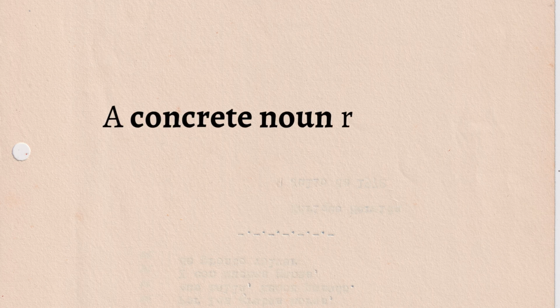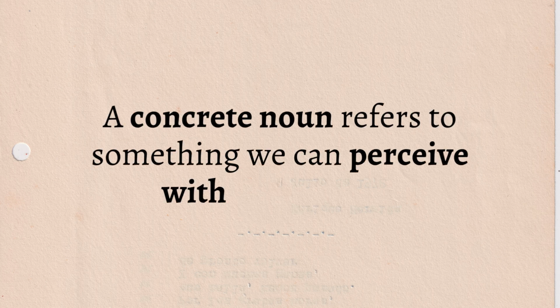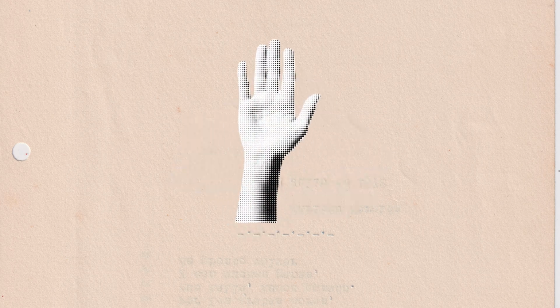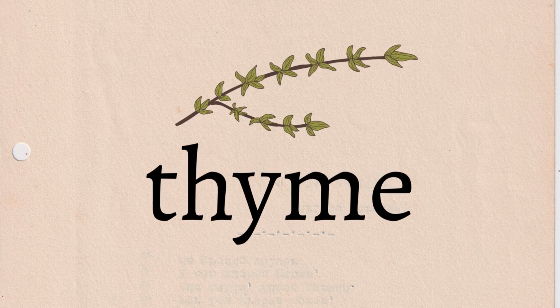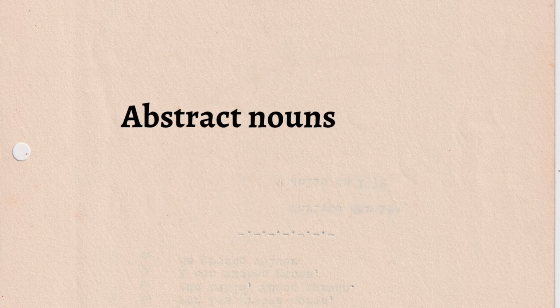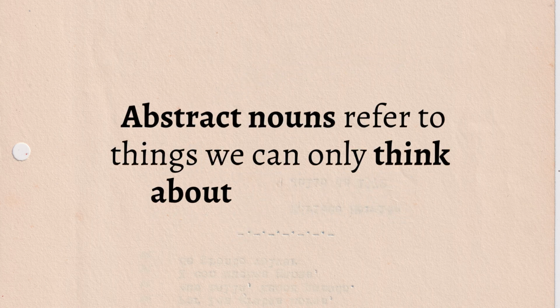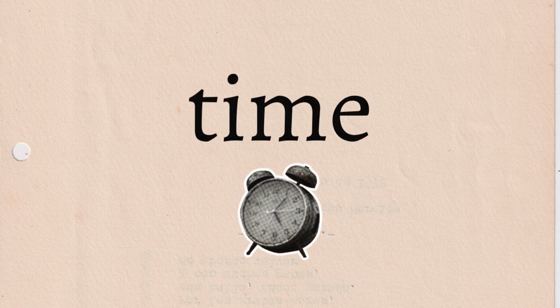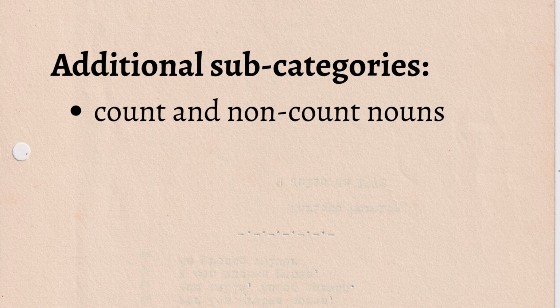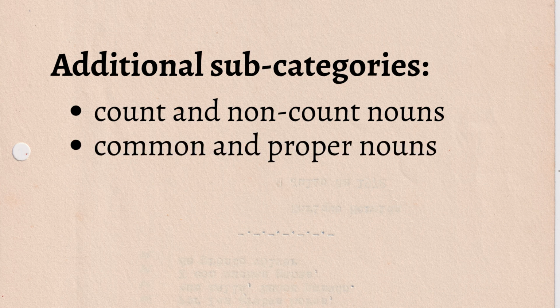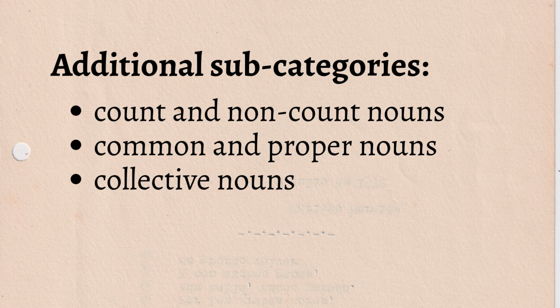A concrete noun refers to something we can perceive with our senses. That is, something we can see, touch, hear, feel, taste, or smell, such as the herb thyme. Abstract nouns refer to things we can only think about or imagine. For example, the concept of time. Additional subcategories of nouns include count and non-count nouns, common and proper nouns, and collective nouns.